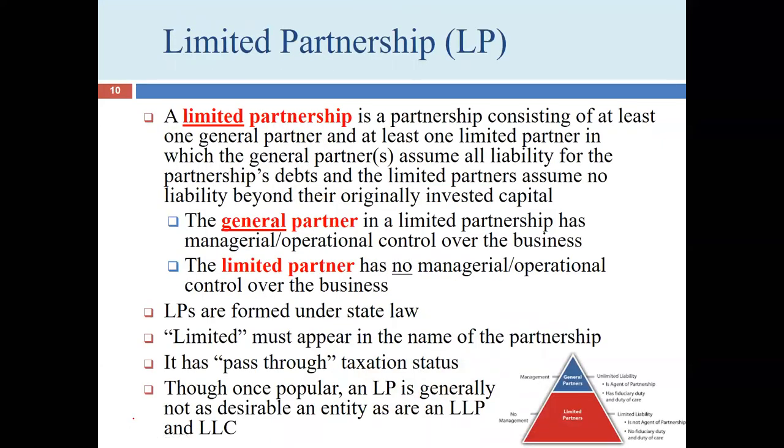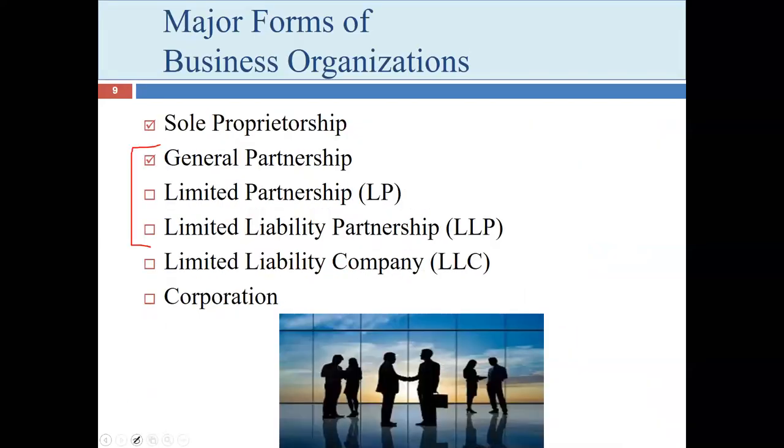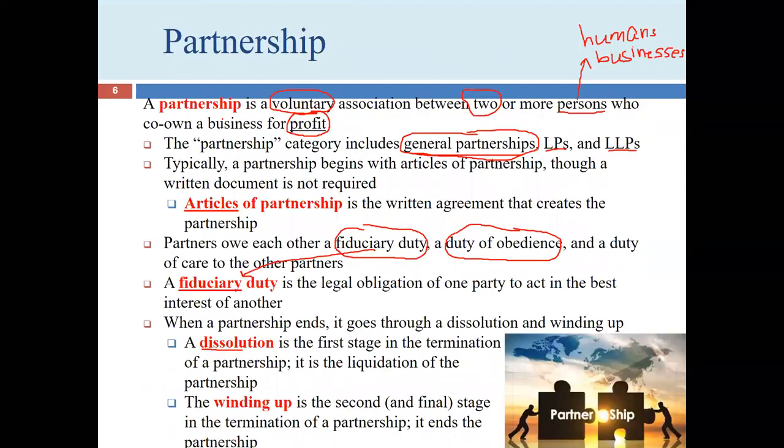Of course, the first thing to know about a limited partnership is that it is a partnership, just like any other partnership. So it has all those characteristics that we read about before. Just a little reminder, let's go back and look at them for a second. What is a partnership? It's a voluntary association between two or more persons who co-own a business for profit.